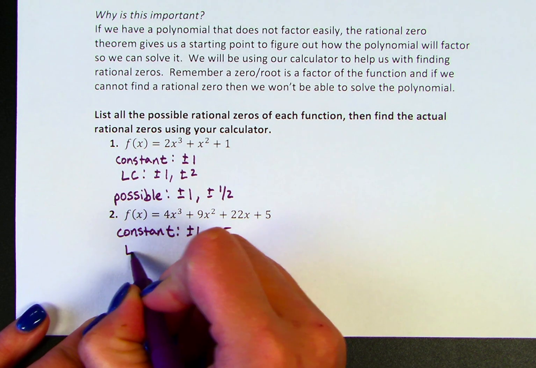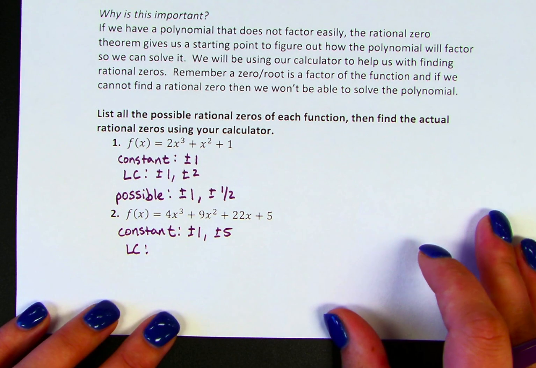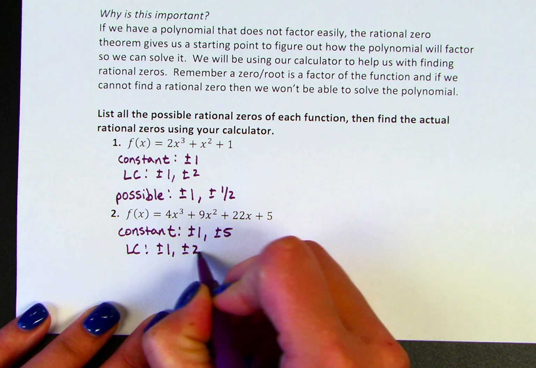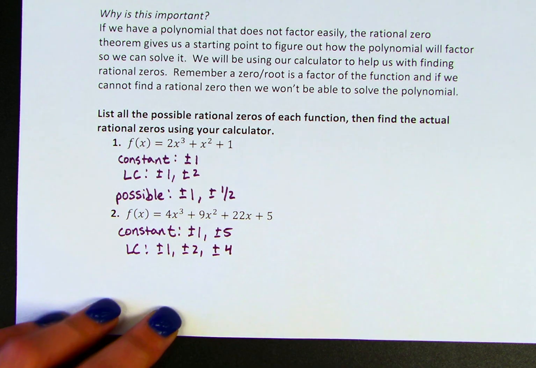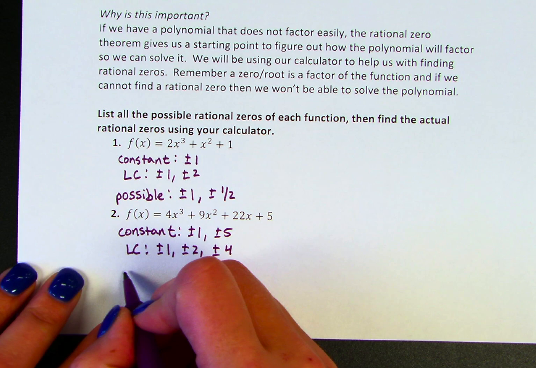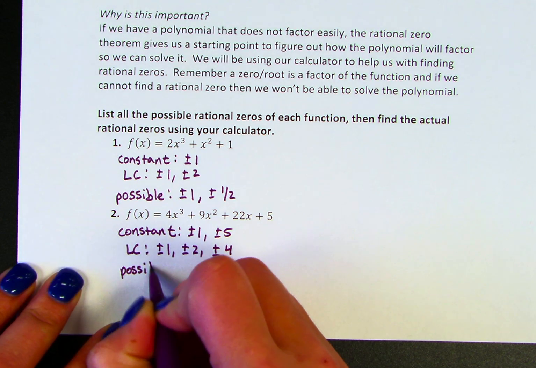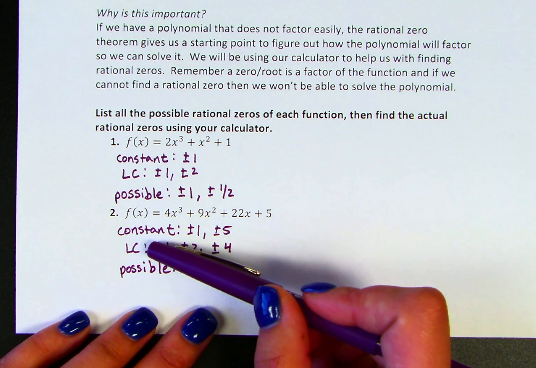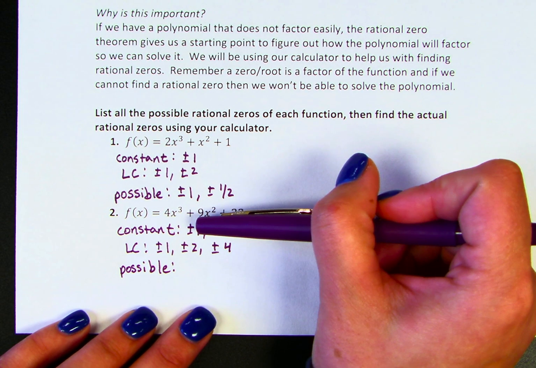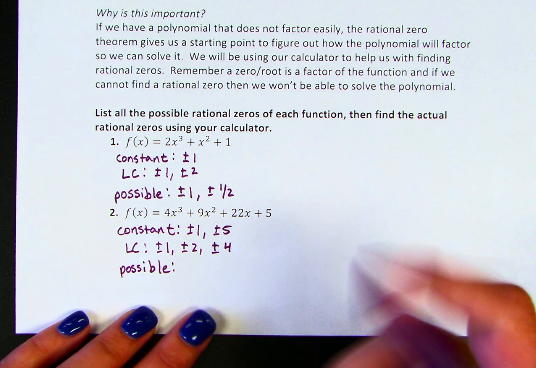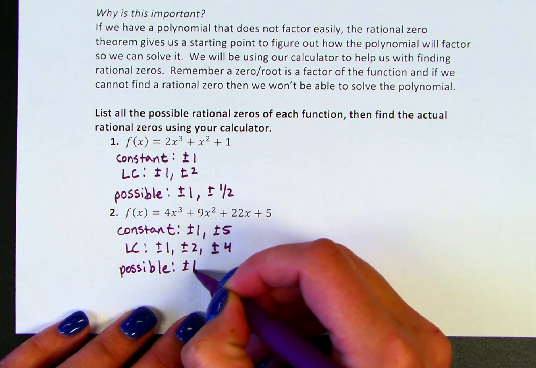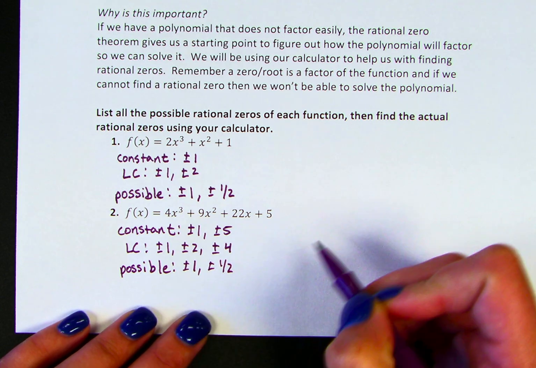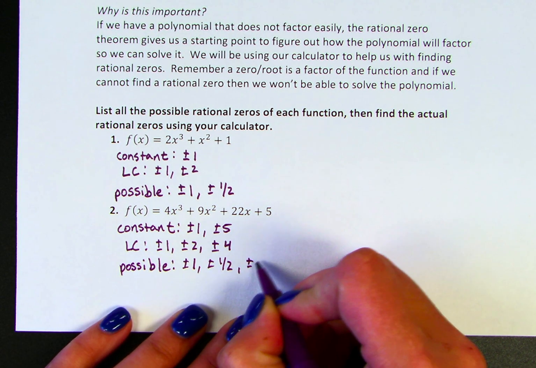And then for the leading coefficient, which is 4, all the numbers that divide into 4 would be positive and negative 1, positive and negative 2, positive and negative 4. Okay. So now my list of possible rational answers. So again, I'm going to take each number in the constant and divide it by each number of the leading coefficient. So I'm going to take 1 and divide it by each of these. So 1 divided by 1 is 1. And then I would divide it by 2, so that's going to give me 1/2. And then 1 divided by 4 is 1/4.